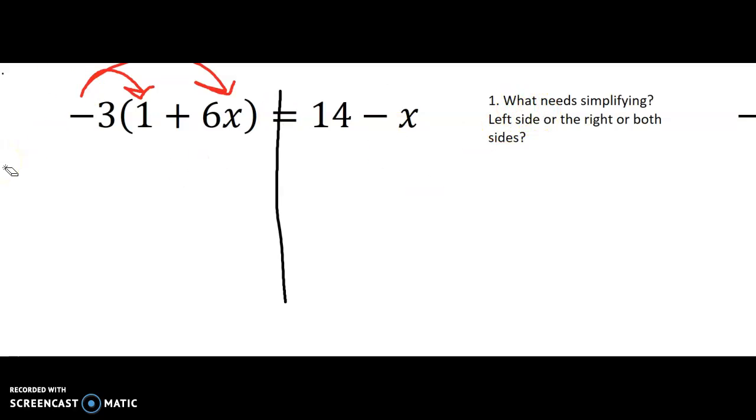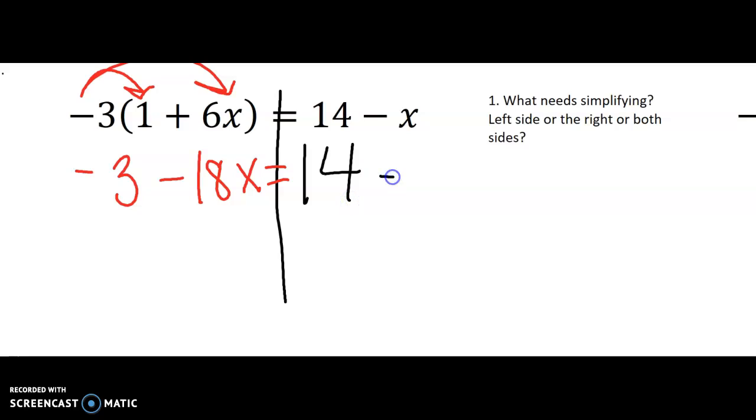So I'm going to go ahead and distribute those. That's going to be negative 3 times 1 is negative 3. A negative 3 times a positive 6x is going to give me a negative 18x, like this, equals. And then we just said that the right side does not have anything to combine.